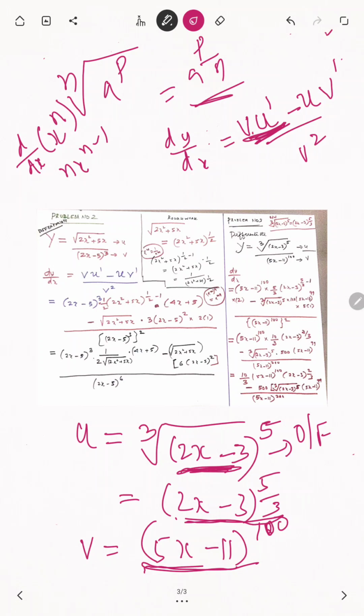Okay, now what happened? Sir taught very nicely v u dash minus u v dash. Again I will repeat, some problem will happen for you. That's why, in order to avoid this, v u dash minus u v dash is successfully over by v square. V is what? 2x minus 11 whole power 100. If you want to square it, this is actually a to the power of m, whole power n, which is a power mn. That is why 5x minus 11 power 100 whole square is 5x minus 11 power 100 into 2, which is 200.